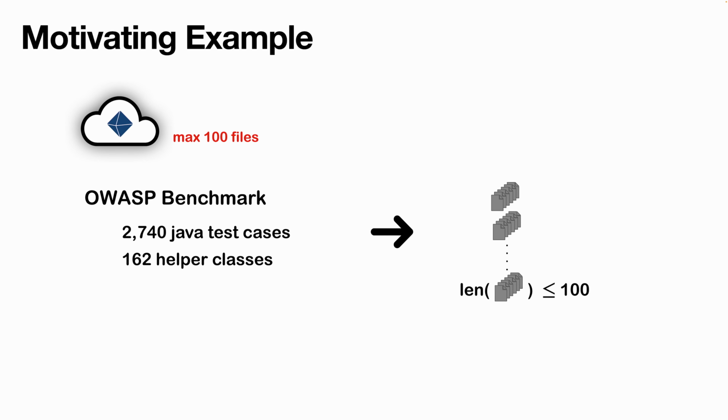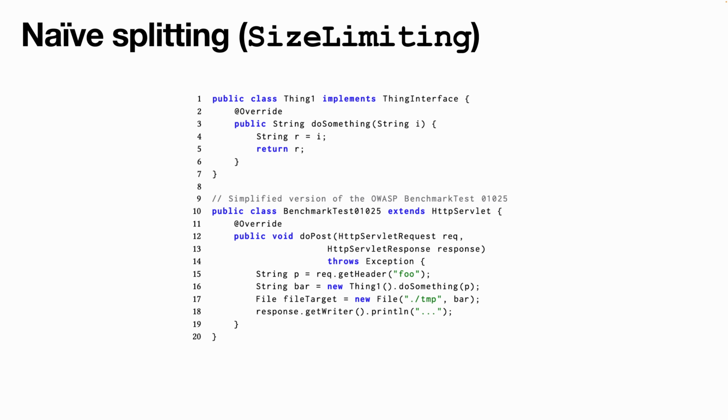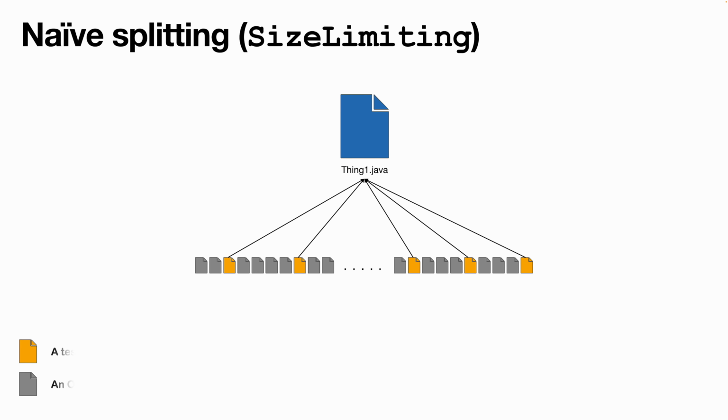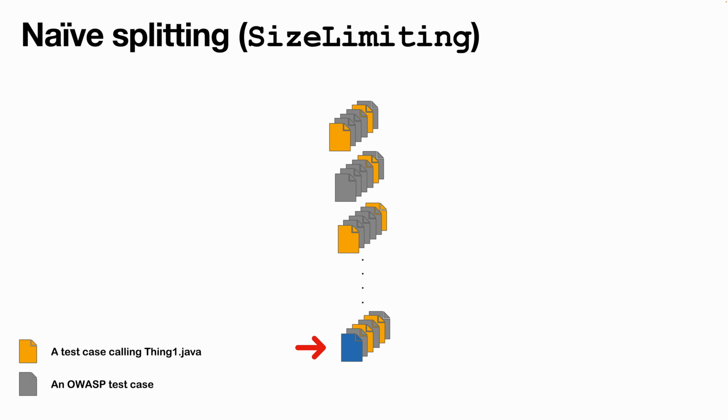First, let's discuss the naive splitting strategy, size limiting, which splits the code base into non-overlapping subsets. For the OWASP benchmarks with a total of 2,902 files, this will produce 29 partitions of size 100 and 1 partition of size 2, so 30 partitions in total. In the previous example, the method doSomething in class thing1.java is called by 341 tests. We know that these tests will be distributed over at least 4 partitions, and only one partition will have access to the implementation of doSomething when running the static analysis.